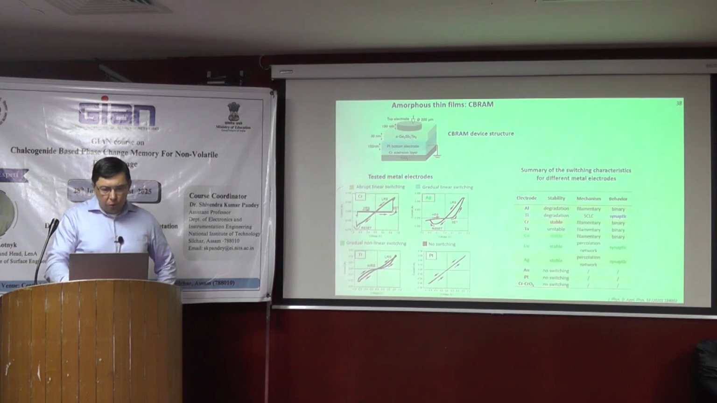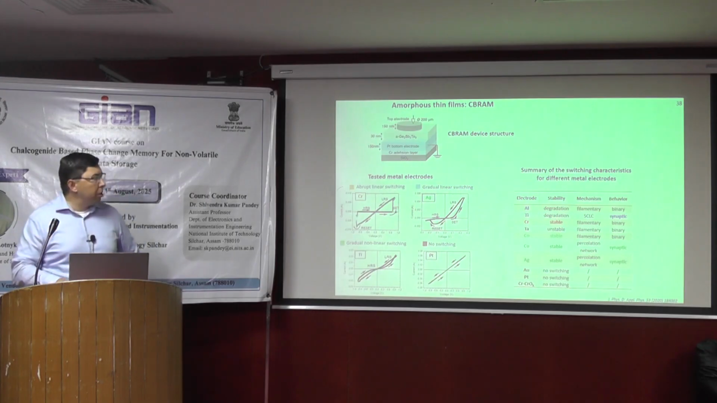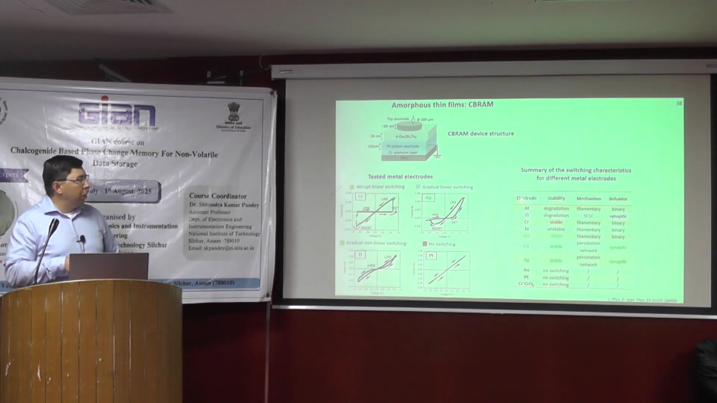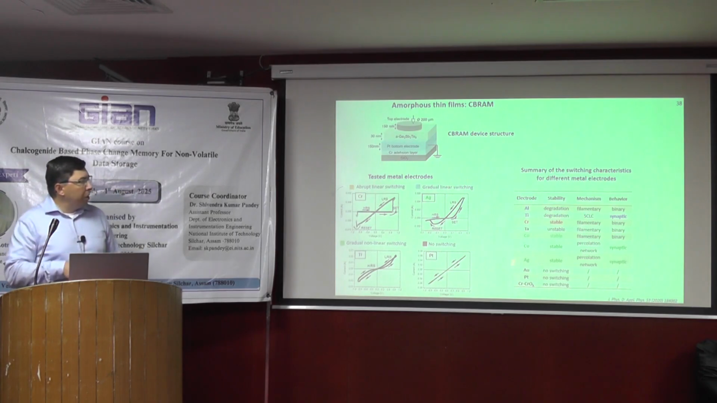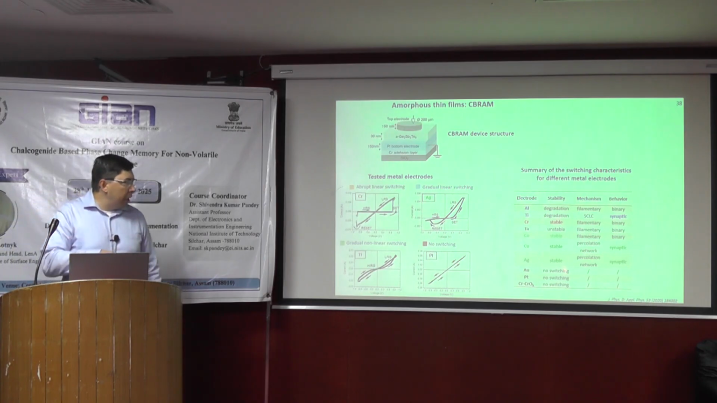In our research, we also tested some different electrodes for GST. We used these electrodes: aluminum, titanium, chromium, tantalum, cobalt, copper, silver, gold, platinum, and chromium. And depending on the electrodes, the inert electrodes do not show the switching.